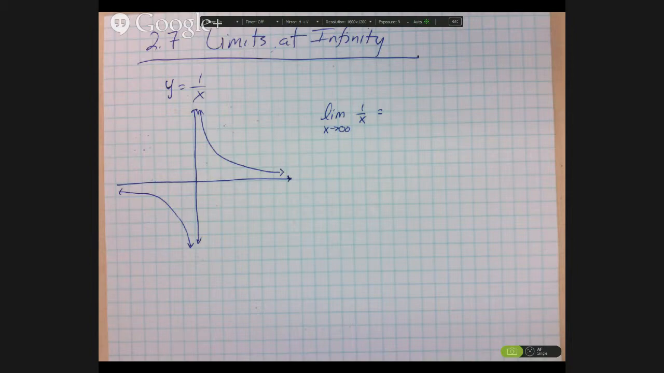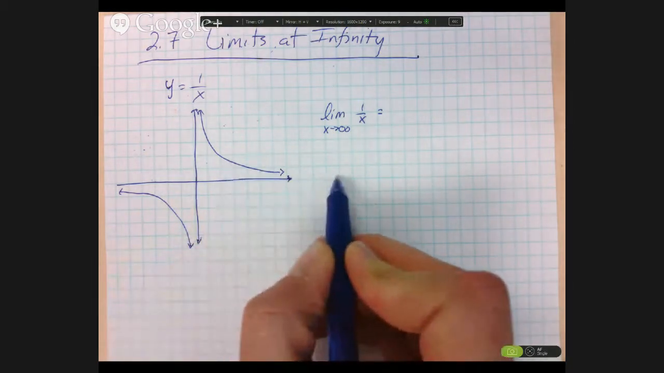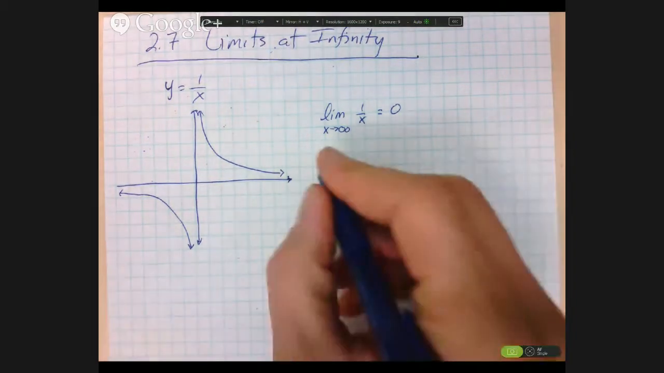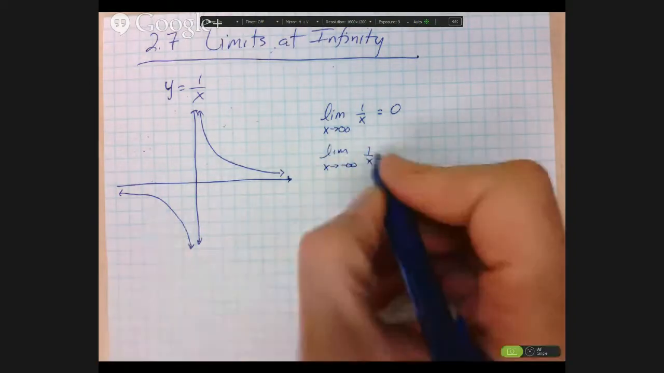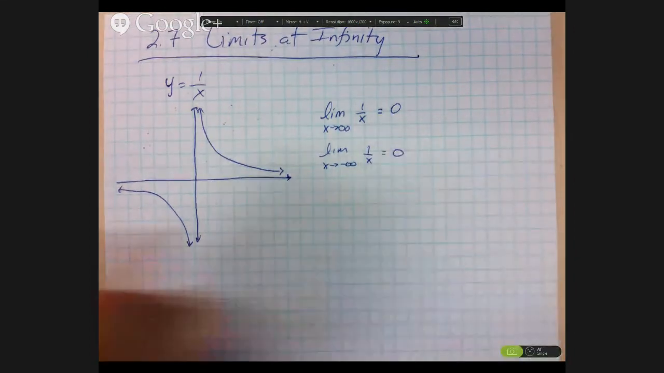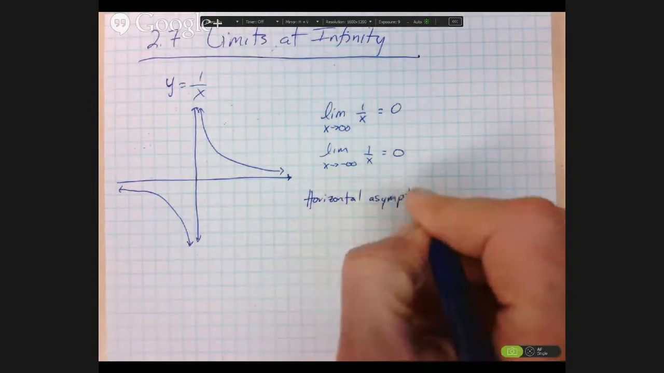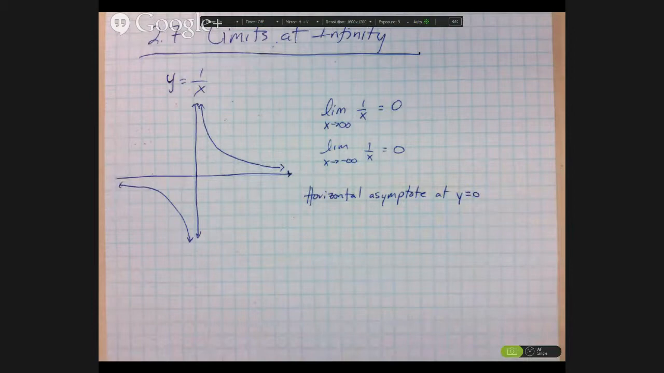Yes, the limit as x approaches infinity of 1 over x. You can see on the graph as x goes to infinity, we get close to 0. What about negative infinity? Okay, horizontal asymptote at 0.